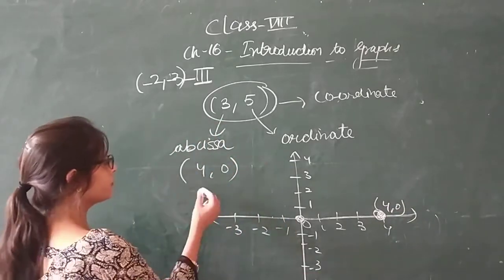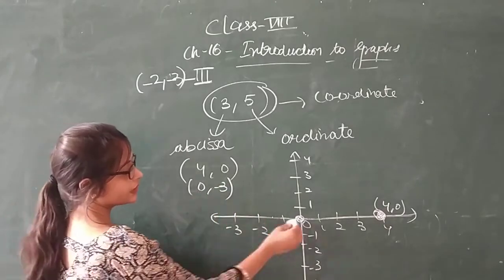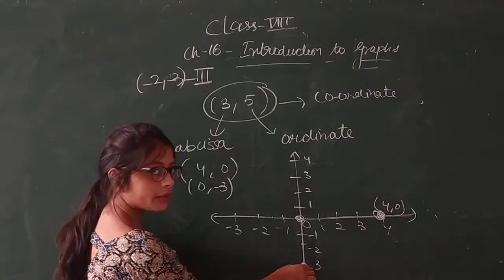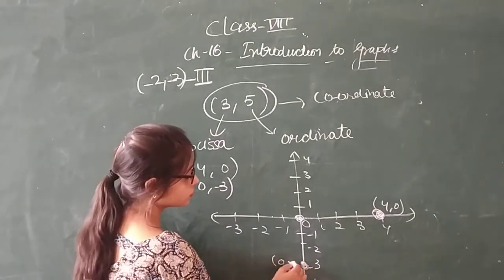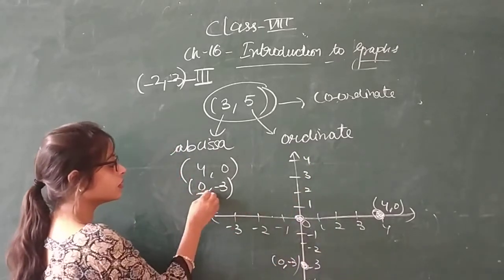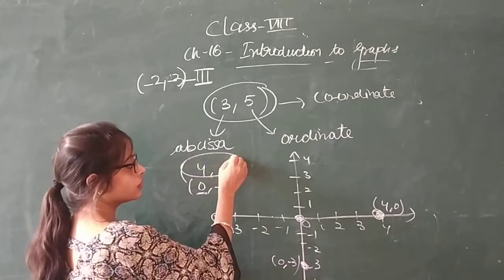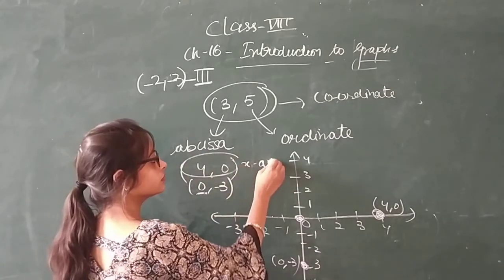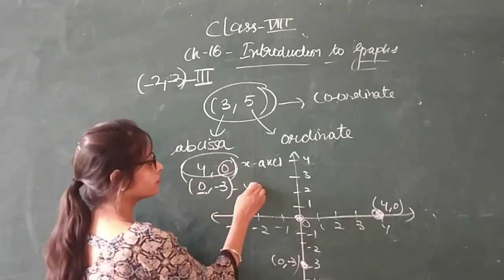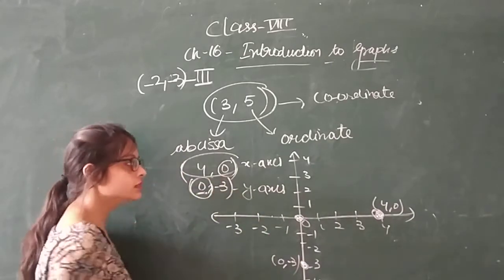Similarly, if I am taking the point 0, -3, abscissa is 0, ordinate is -3. The point will remain at that location. So on the y-axis, on the vertical line, the abscissa of all the coordinates will be 0. This is the point on the x-axis, where y equals 0. This is the point on the y-axis, here the value of x will be 0.